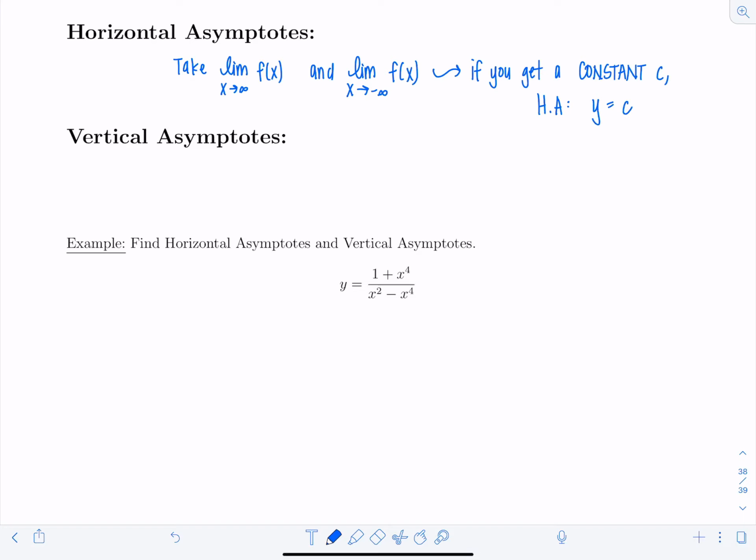If you're asked to find vertical asymptotes, you could take a limit, but all we need to do for our purposes is look at the denominator. So x equals k is going to be the equation of your vertical asymptote whenever x minus k is a factor of the denominator only.